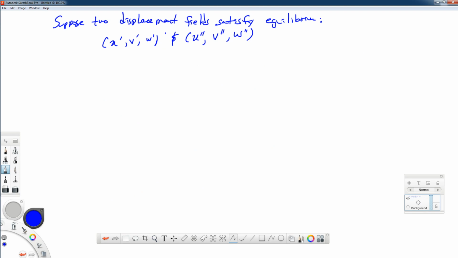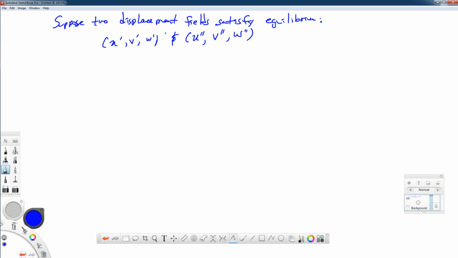Alright, so we're going to assume that we can have maybe a non-unique solution for displacement fields in a body. Suppose there are 2 displacement fields that result in stress fields through our elastic constitutive equation, equilibrium and compatibility, that satisfy our field equations. And we're going to call them u', v', and w', and u'', v'', and w''. Okay, now we use capital U for our strain energy density function. Now we're using little u as a displacement component in the x direction of our rectangular Cartesian field.